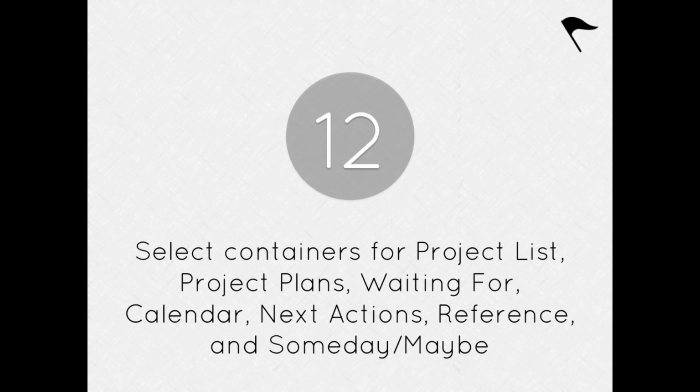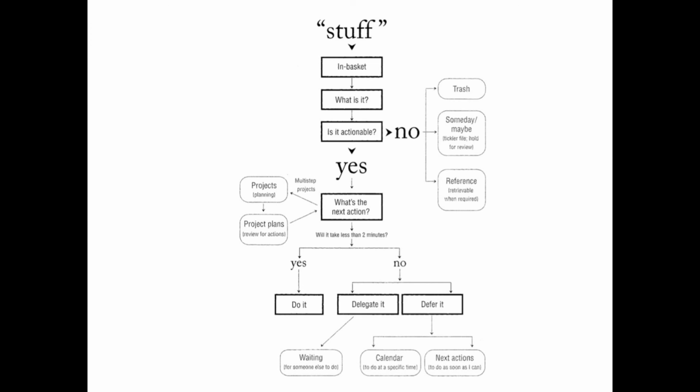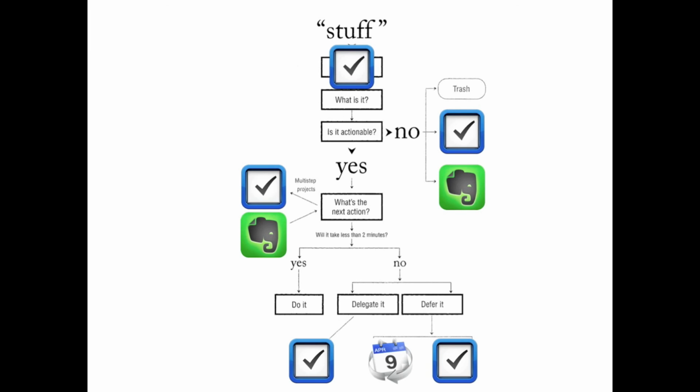I know this can seem like a lot of different containers to manage, but really, 4 of these containers are covered by a task manager like Things, 2 of them are covered by Evernote, and the last one is covered by your calendar program, so you don't really have to juggle a dozen different programs. To see this in a more visual way, of the 7 containers that we have around the perimeter of the diagram, every single one is covered by one of these 3 programs.